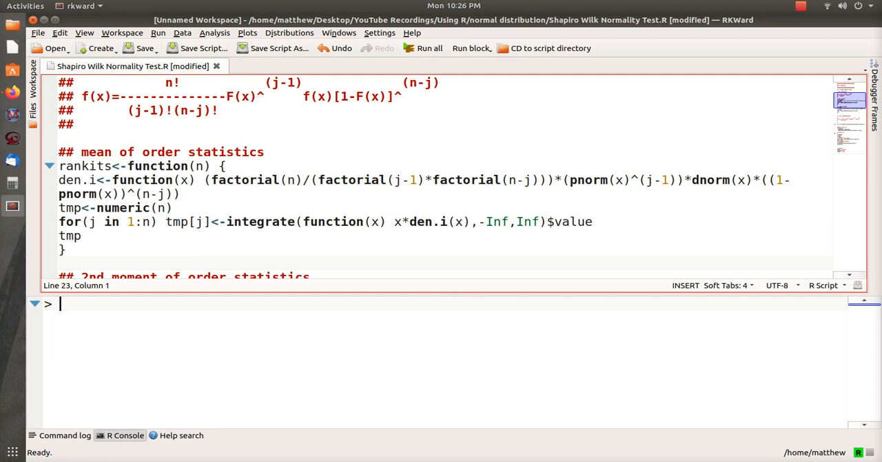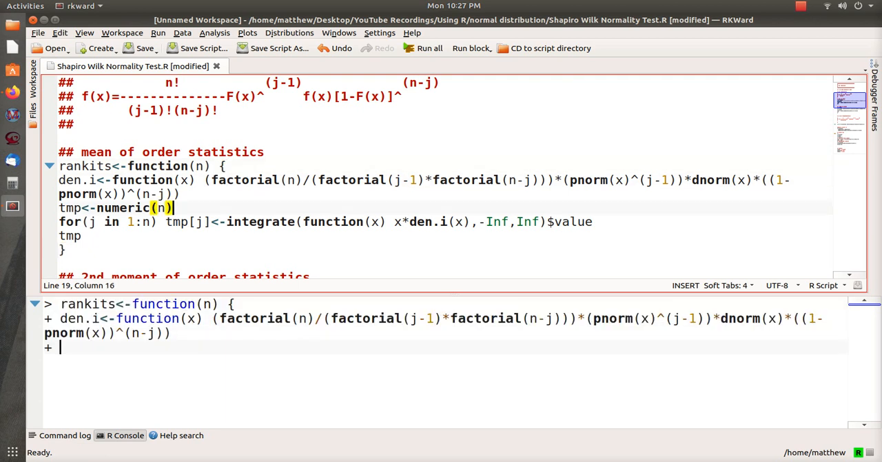So what this does is it inputs n, which is the sample size. So if I put a 6 there, then it's going to create a vector of 6 where the first component is the mean of the first order statistic, the second component is the mean of the second order statistic, and so forth. And so that's what this function does. So let's load it.